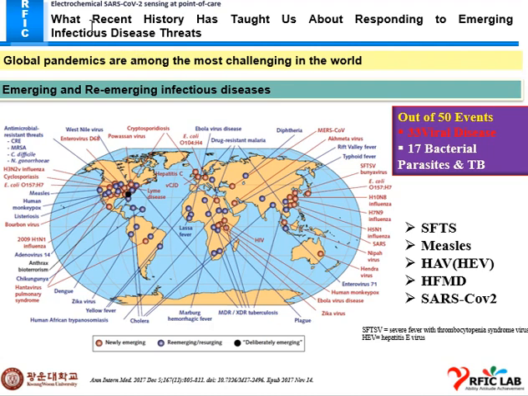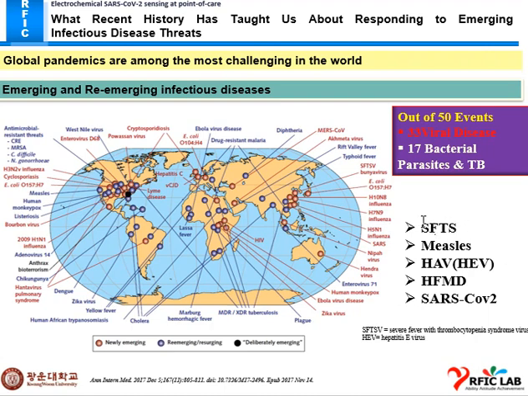So this is what recent history has taught us about responding to emerging infectious disease threats. So this is a map of 50 events. There are so many viral, bacterial, and parasitic events as pandemic situations. Out of 50 events, 33 are majorly viral diseases, 17 are bacterial, and the rest of the diseases are parasitic and TB.